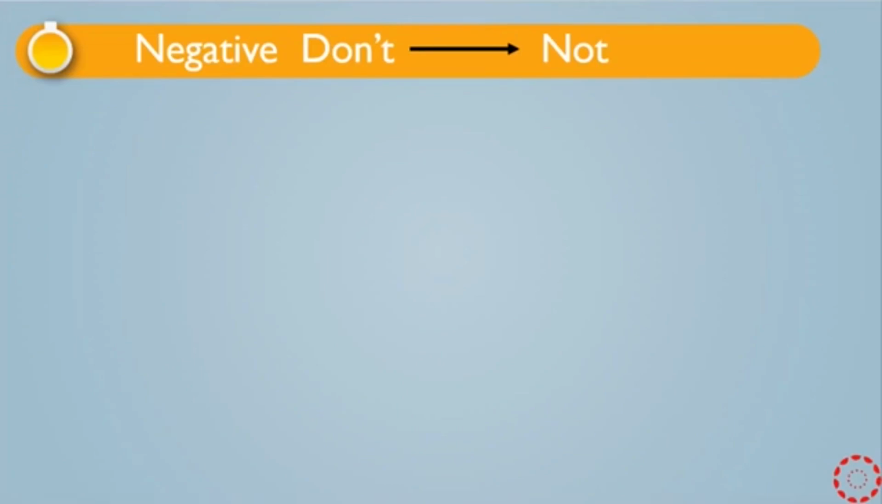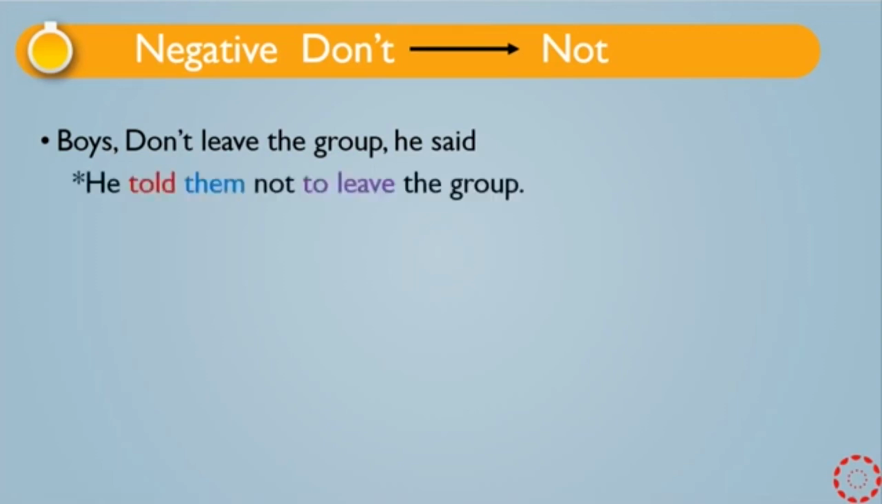Again, we have the negative form here. As I said, don't became not. And if the sentence is negative, we just put not after the object. Let's see. Boys, don't leave the group, he said. So it became what? He told them not to leave the group.